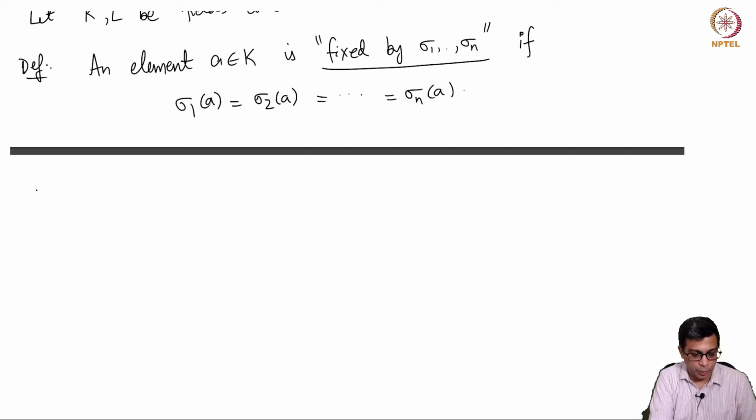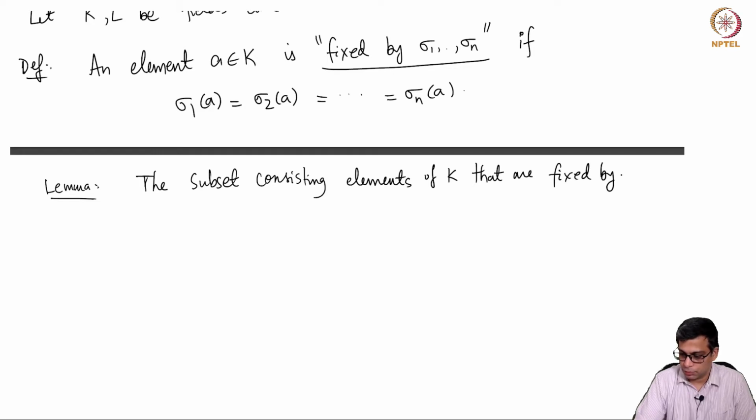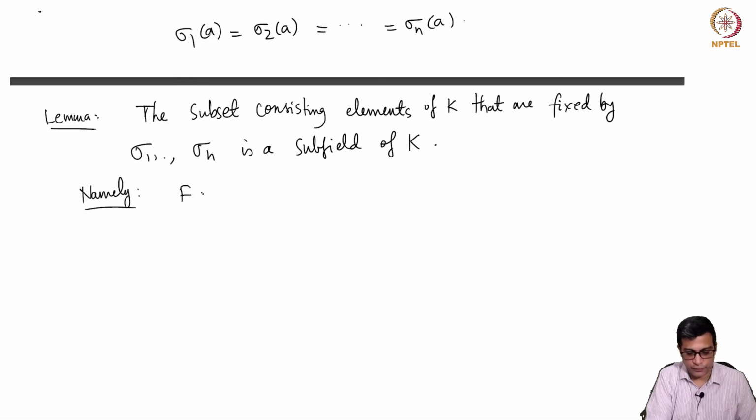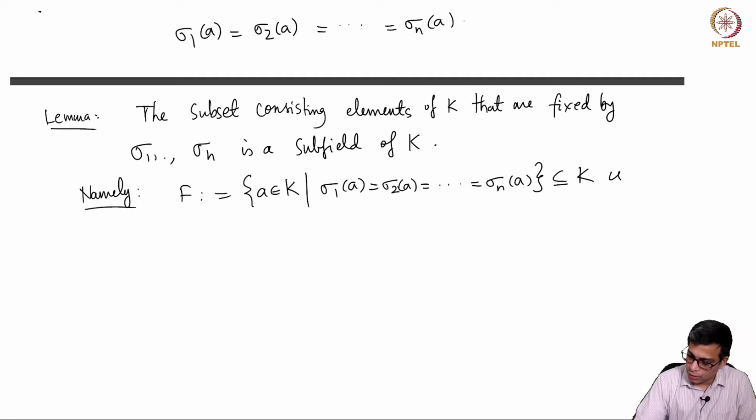Moreover, and this is a simple lemma, you take the collection of all elements fixed by them, that forms a subfield of K. The subset consisting of elements of K that are fixed by sigma 1 through sigma n is a subfield of K. More precisely, let F be the set of all elements A in K which have the property that sigma 1 of A equals sigma 2 of A equals sigma 3 of A and so on all the way up to sigma n of A. This is a subfield, and the proof is an easy exercise for you.